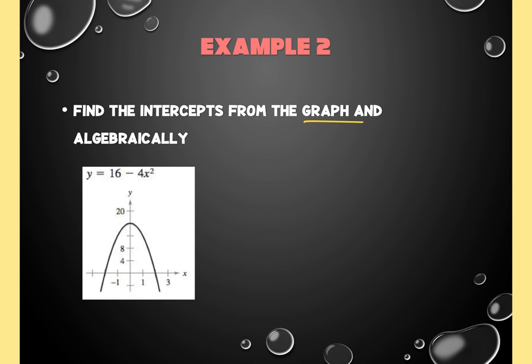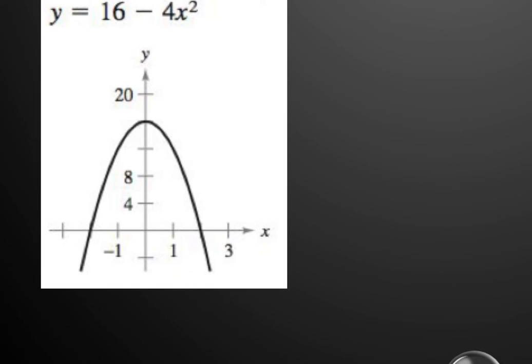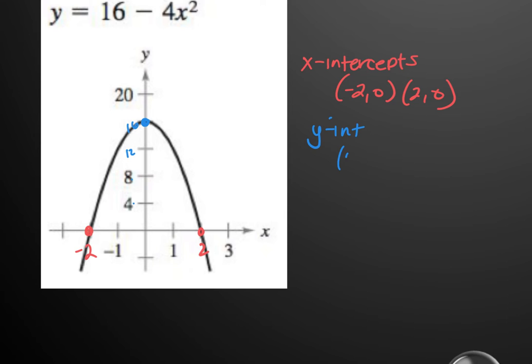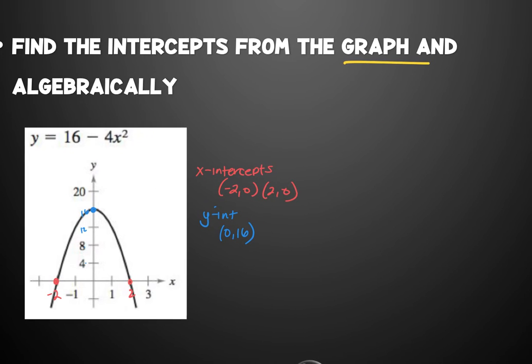So from the graph, obviously, we're looking at this graph where it crosses the x-axis. This would be 2 and negative 2, so x-intercepts are (-2, 0) and (2, 0). And then the y-intercept is here. This is not going by 1, so it's going by 4. So if this is 4, this is 8, this is 12, this would be 16. So the y-intercept would be (0, 16). So that would be graphically.